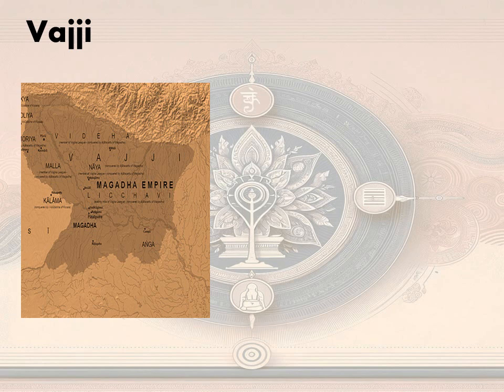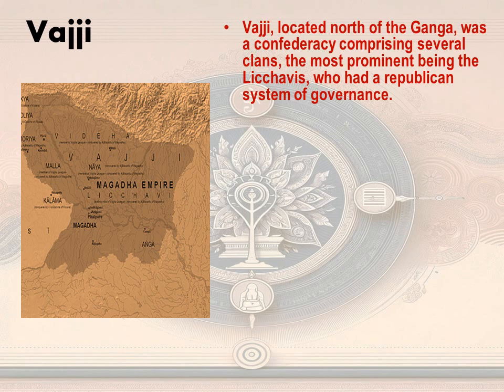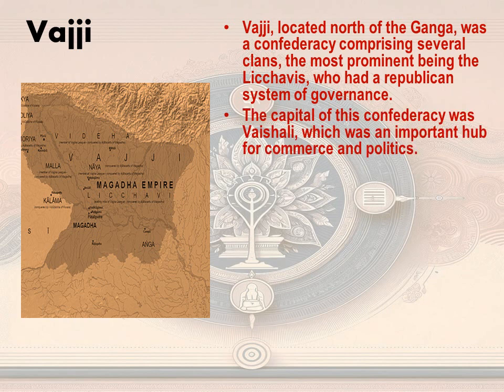Mainly it is very significant because it was a Gana Rajya. Vajji, located north of the Ganga, was a confederacy comprising several clans, the most prominent being the Lichchhavis, who had a republican system of governance. So this territory was not ruled by a single family. It was a confederacy comprising several clans, and the most prominent clan among them was the Lichchhavis. The capital of this confederacy was Vaishali, which was an important hub for commerce and politics.